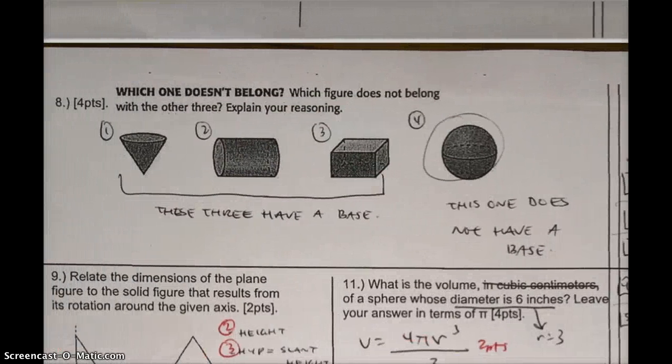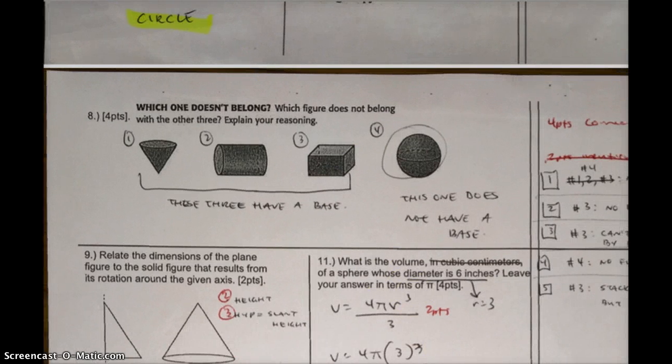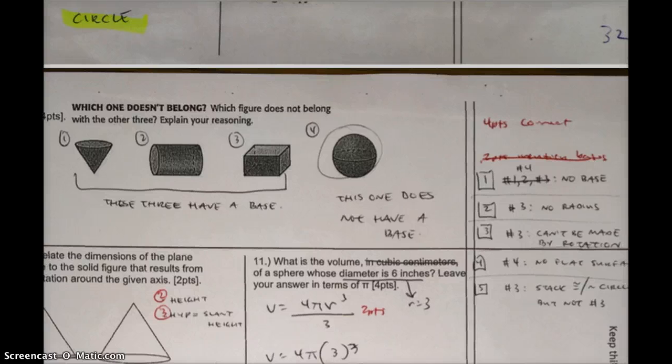Question number 8, students have the most difficulties with. So in question number 8, it tells you which one doesn't belong. Which of these figures does not belong with the other three? And then you need to explain your reasoning. So I have a couple of responses. The one I initially thought of was this.